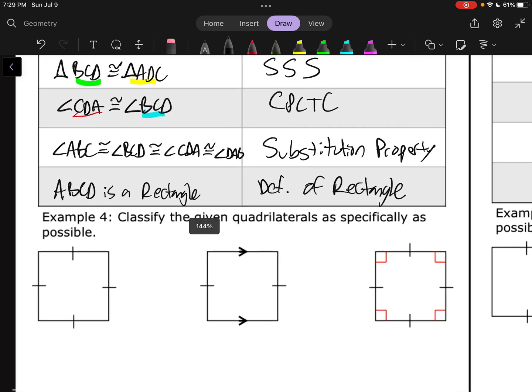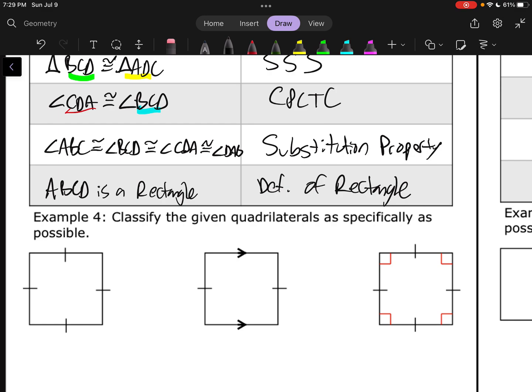Down at the bottom, we're going to try to classify some quadrilaterals again. First one, we got four congruent sides. That means it's a rhombus, right? I know that would be true for a square as well, but for a square, we need to know that it's also got four congruent angles. Our next one has two opposite parallel sides and two opposite congruent sides, but they're not the same. So this is actually an isosceles trapezoid.